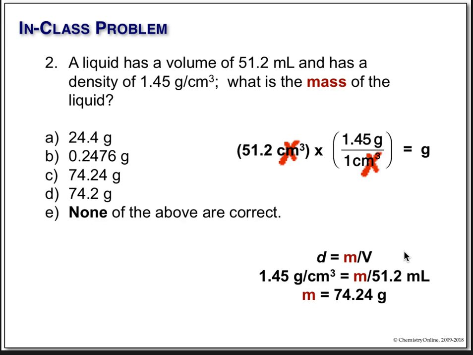Now, as I look at these, there's 74.24, and 74.2. Which one do I choose? These are measurements, aren't they? How many significant figures here? 3. How many here? 3. Therefore, we can't quote the answer as 4, can we?